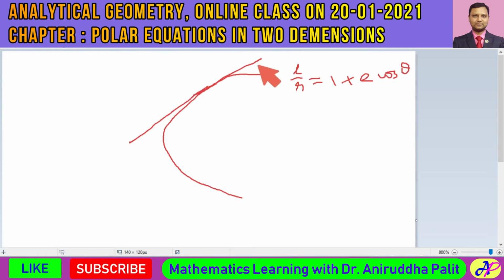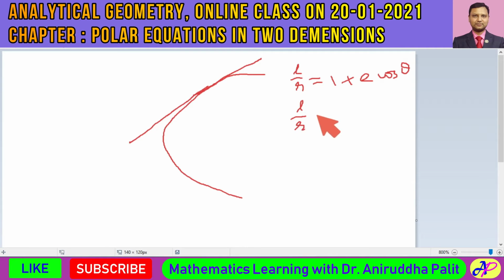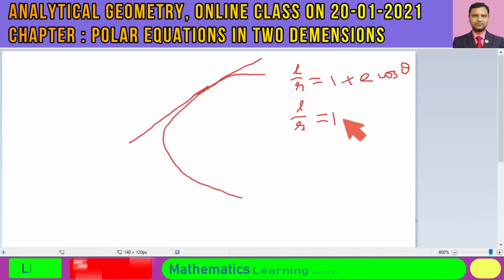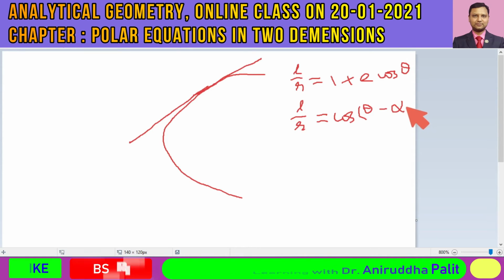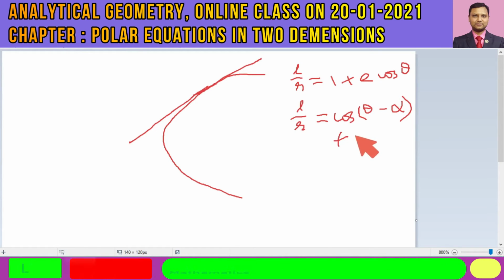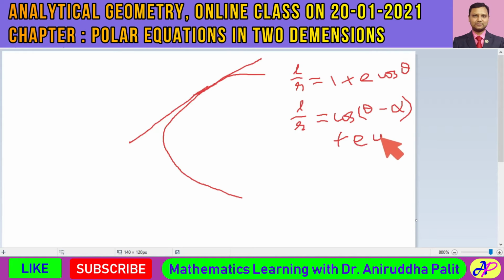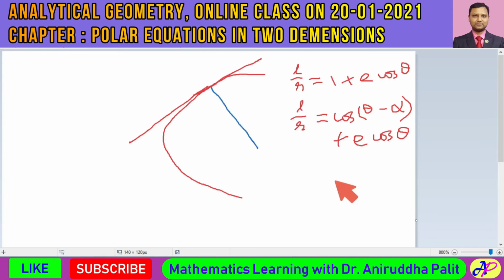Now we can draw the equation of this tangent line in this way: L by R, as we demonstrated that L by R is equal to 1. In place of 1, we shall have cos of theta minus alpha, plus, because over here we have plus symbol, e cos of theta. So in this fashion, we can find out the equation of tangent line. Now, what is normal line? Normal is actually a straight line exactly perpendicular to tangent.